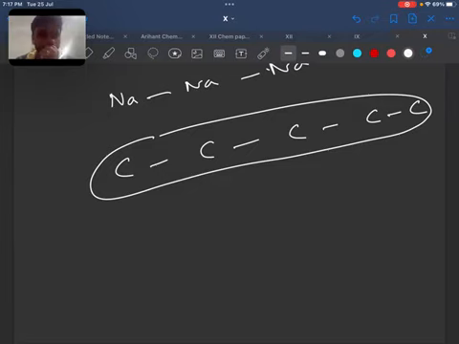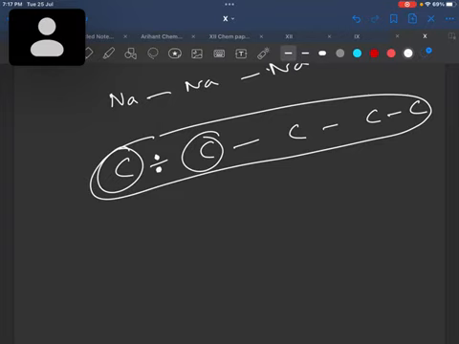Why carbon only? Because it has 4 electrons and also the size is small. So whatever bonds are formed between 2 carbons, since the size of carbon is small, the electrons involved in the bond will be attracted more to the nucleus, and hence a strong bond will be made.